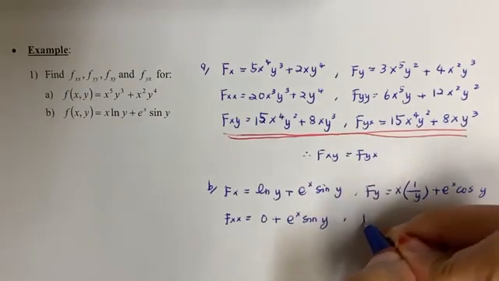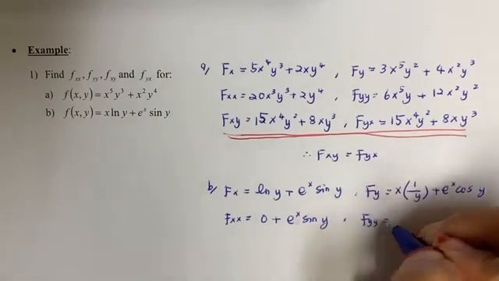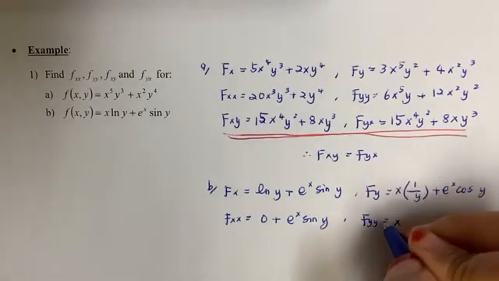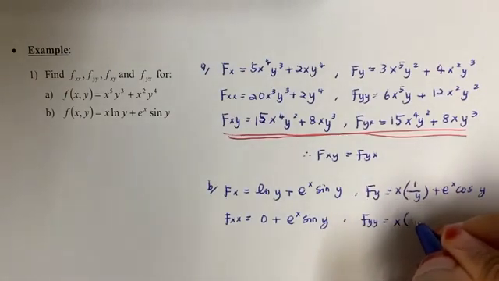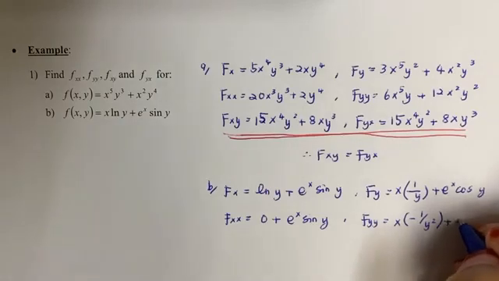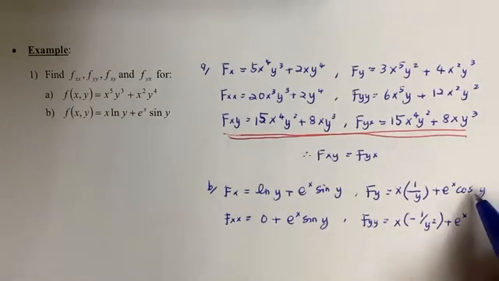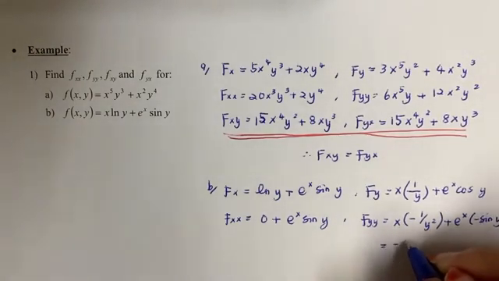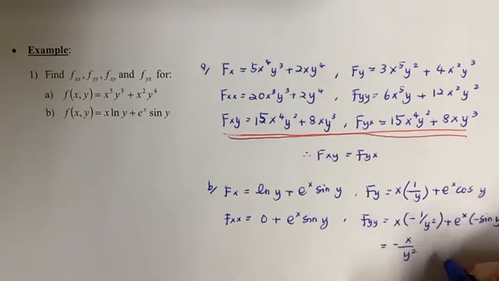And then for fyy, differentiate 1 over y with respect to y, you have minus 1 over y square, plus exponent x, differentiate cos y is minus sin y. So for this one, you have minus 1 over y square minus exponent x sin y.